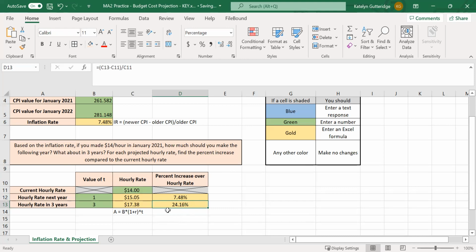So this means if we were to match inflation and increase by 7.48% a year, that means after 3 years, our salary over the total 3 years has gone up 24.16%. So it went up 7.48% a year for a total of 24.16% in 3 years.